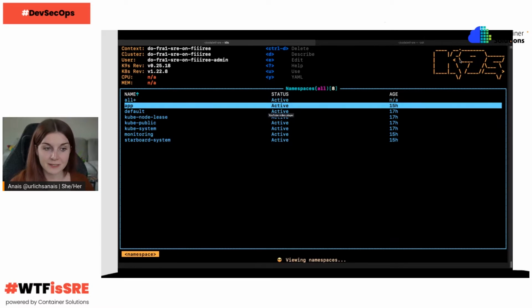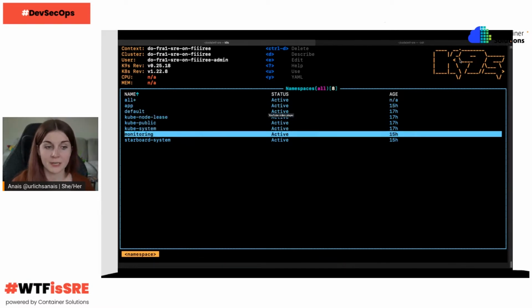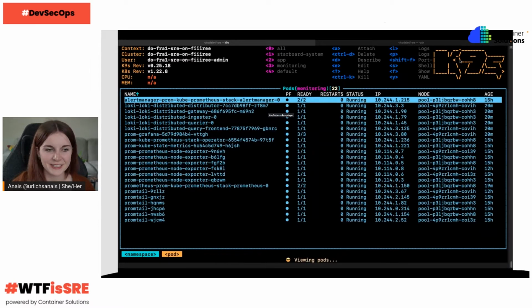Here are the different namespaces. I have an application namespace with my app running. Then I have my monitoring namespace with all of my monitoring-related tools, and my starboard-system namespace where the Starboard operator is running. Now, in the monitoring namespace, and I'm going to open that in a second. That's tricky with pre-recorded videos, right? You have to wait for it.